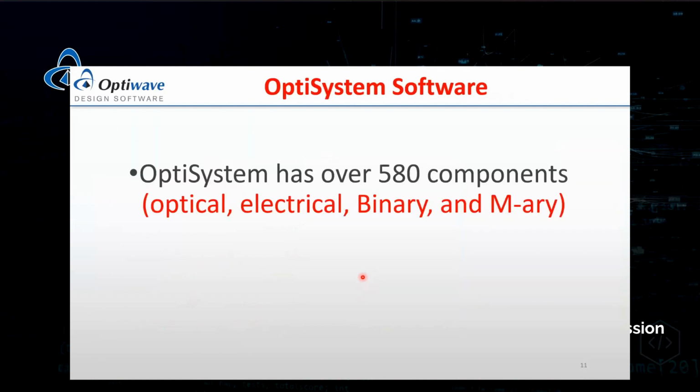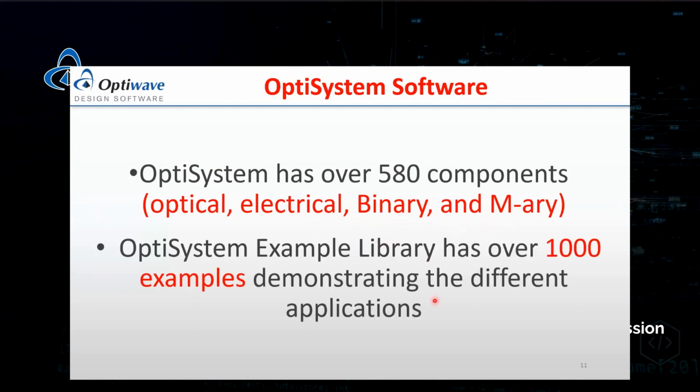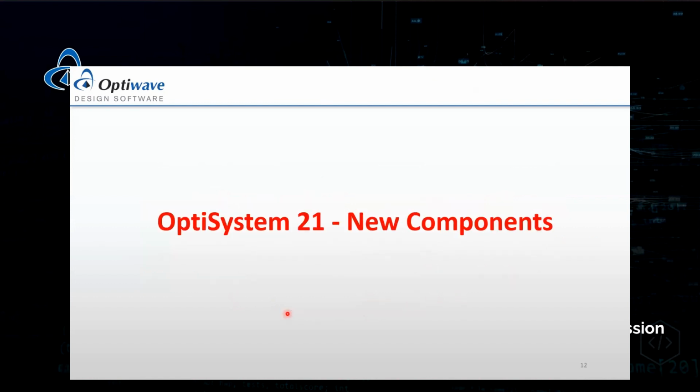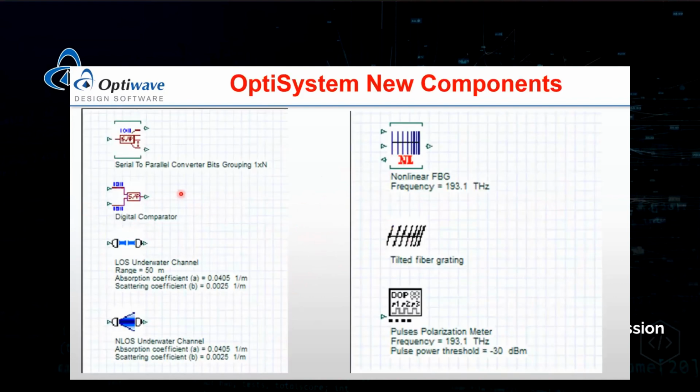Okay, now just to summarize here, as I mentioned, we have over 580 components in the different optical, electrical, binary, and memory regimes. And we have over 1,000 examples demonstrating the different applications. Okay, now we're going to move into the second part of this presentation, which is about the new components added into version OptiSystem 21. Now, this is a list of these components.